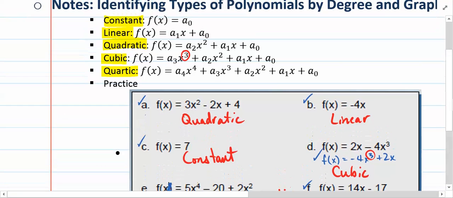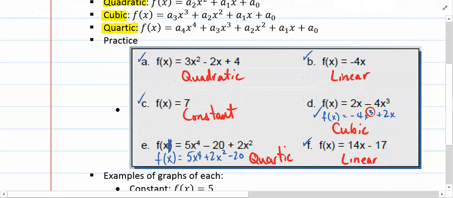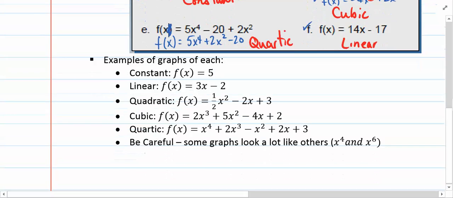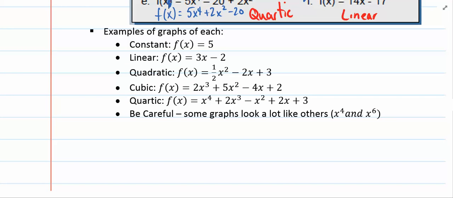It'll be up to you to memorize these 5 types of polynomials and to be able to recognize those types of polynomials by their degree. Now let's take a look at how each of these polynomials look when we graph them. We'll do some examples of each: a constant, linear, quadratic, cubic, and quartic polynomial graph. And I bet you'll be able to tell what some of these are going to look like before we put them into a calculator.